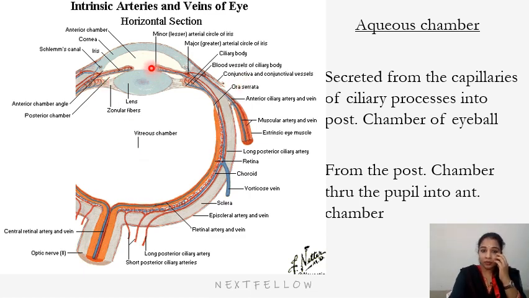Aqueous humor is secreted by the capillaries of the ciliary process into the posterior chamber of the eyeball, and from the posterior chamber it passes through the pupil into the anterior chamber. That's how the aqueous humor is circulated.